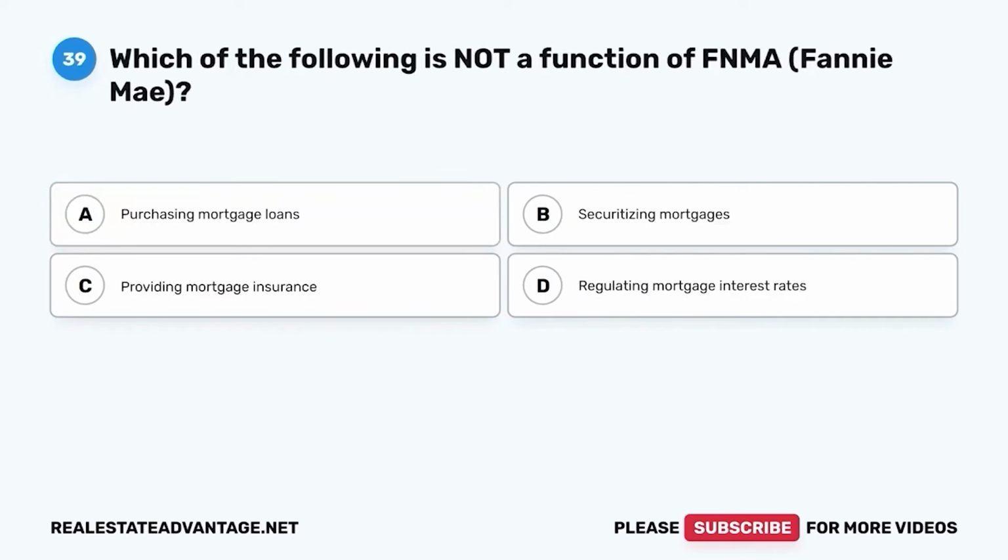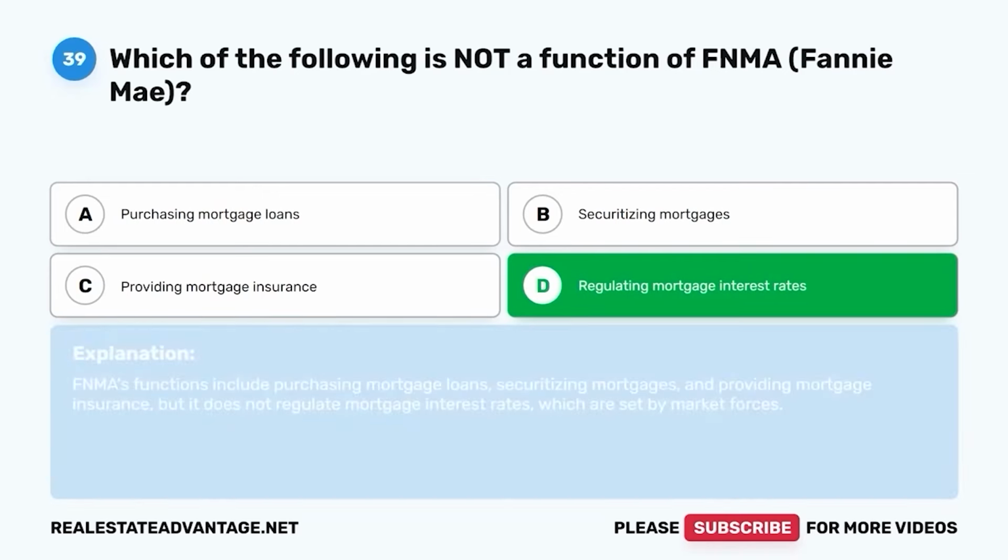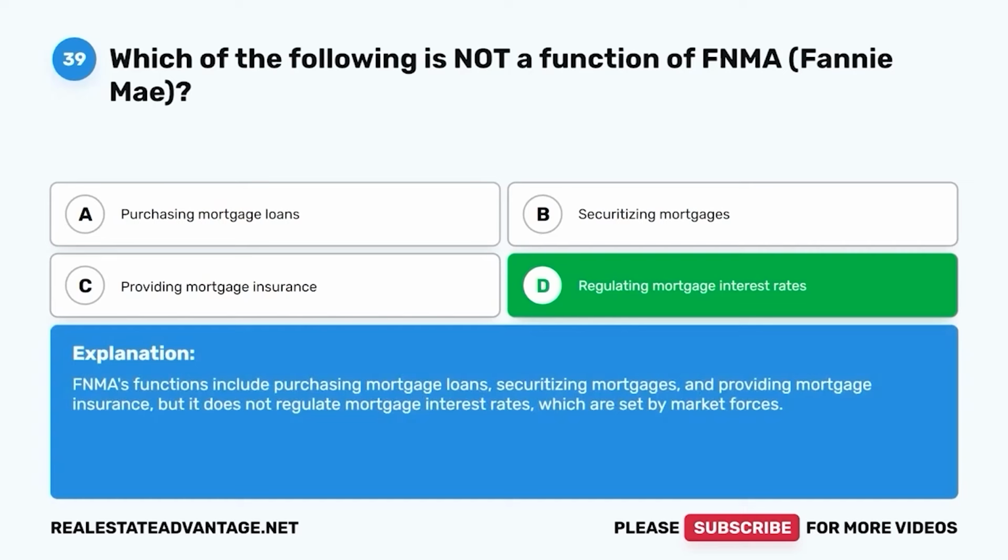$1,965. Question 39. Which of the following is not a function of FNMA, Fannie Mae? A, purchasing mortgage loans. B, securitizing mortgages. C, providing mortgage insurance. D, regulating mortgage interest rates. The correct answer is D, regulating mortgage interest rates. FNMA's functions include purchasing mortgage loans, securitizing mortgages, and providing mortgage insurance, but it does not regulate mortgage interest rates, which are set by market forces.